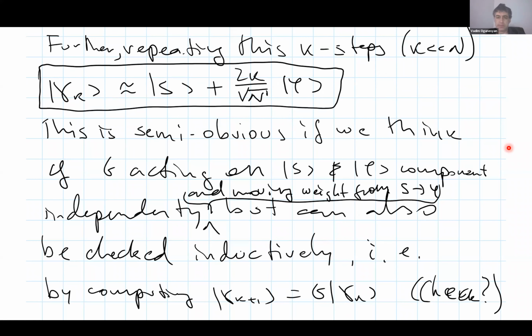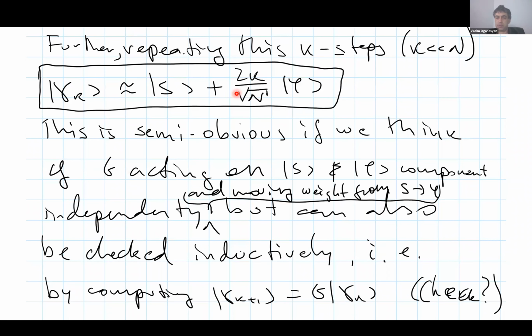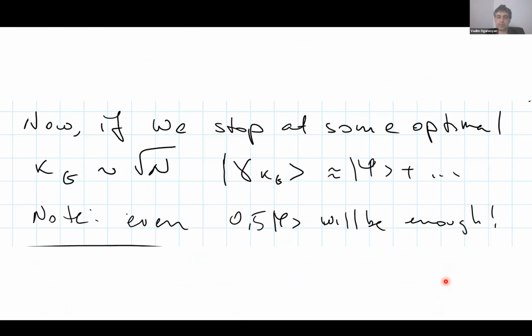Again, I think it's obvious if you think about the transfer of weight, how the weight is always transferred from the S to phi. You can be more careful about this, and do a proper induction on this. You can assume that that's the formula, and you can see that if you apply this step to this formula, you'll indeed increment k to k plus 1. Okay, also goes on the homework. Check.